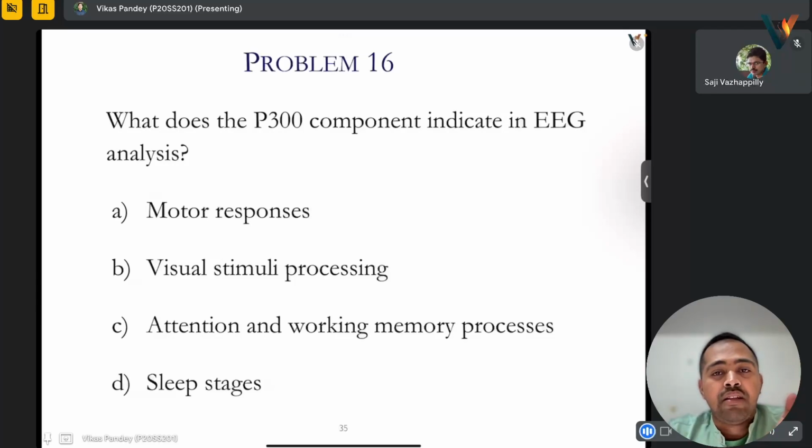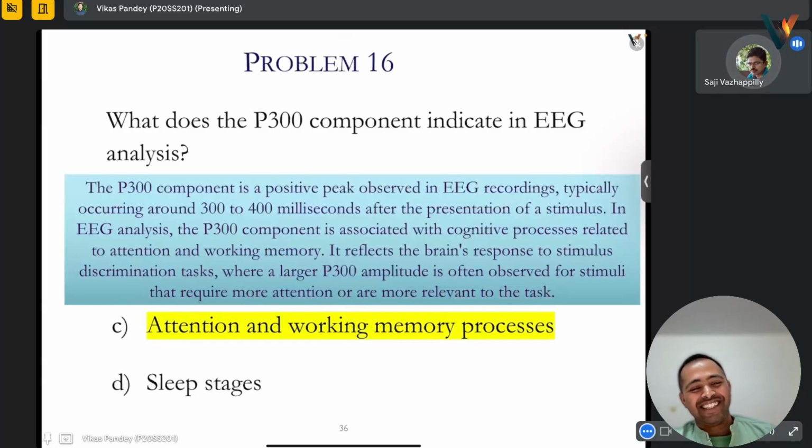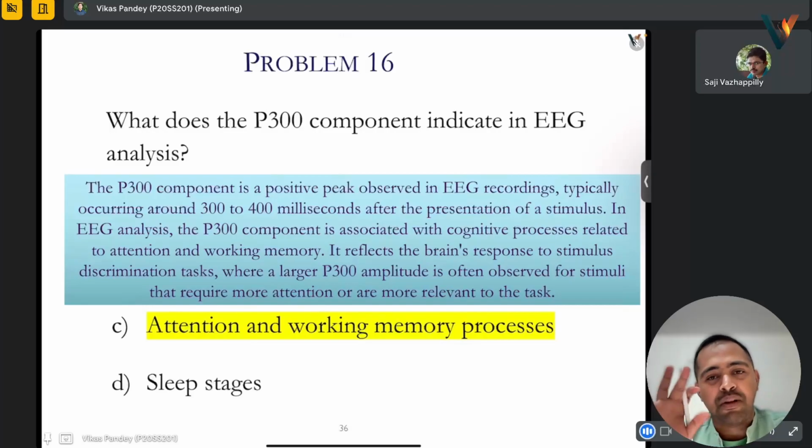What does the P300 component indicate in the EEG analysis? Motor response, visual stimuli processing, attention and working memory processes, or sleep stages? No idea, sir. This one is not covered. P300 is covered in the last part. If you see, a lot of demonstration is there, you will find it.